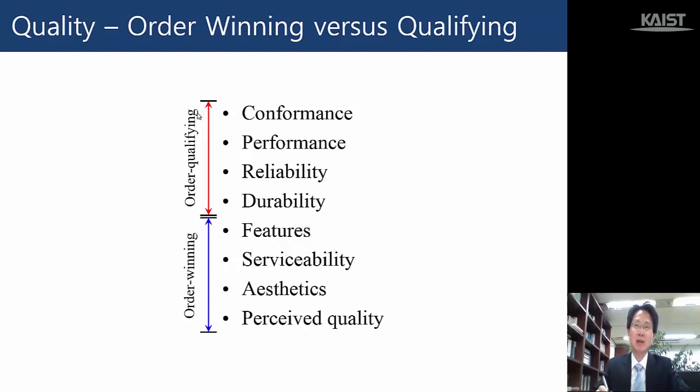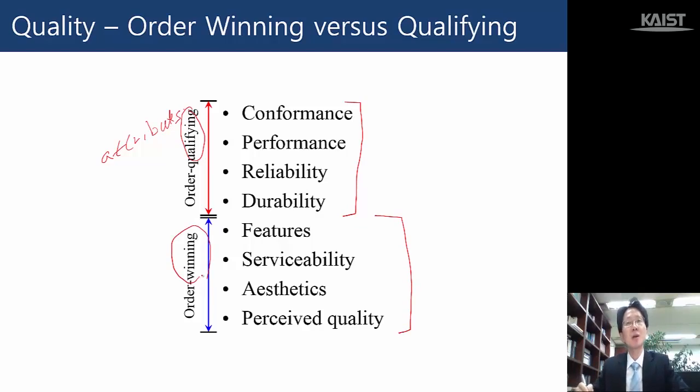For instance, let's say we want to say that these four dimensions, conformance, performance, reliability, and durability, are order qualifying attributes, whereas the other four dimensions are order winning attributes. What does it mean that they are order qualifying?